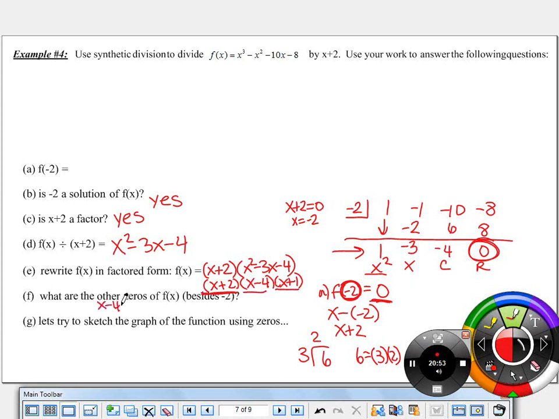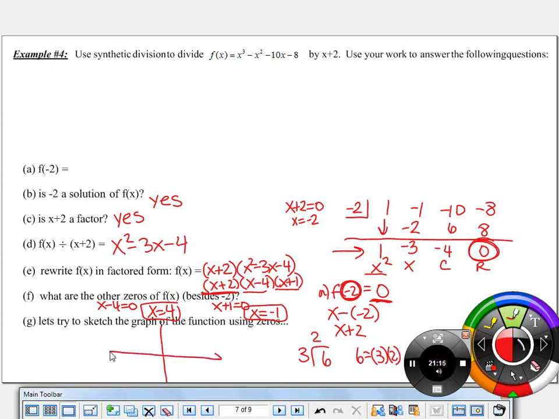So if we set x minus 4 equal to 0, we get that x could equal 4. If we set x plus 1 equal to 0, we get that x could equal negative 1. So there are 2 other zeros, 3 in total. And then part G says, sketch the graph of the function using the zeros. So remember what we're looking for here: correct shape, correct end behavior, crossing through the right zeros.